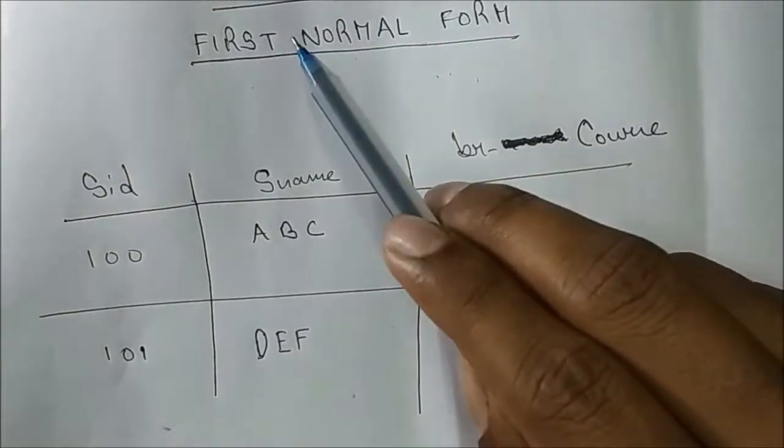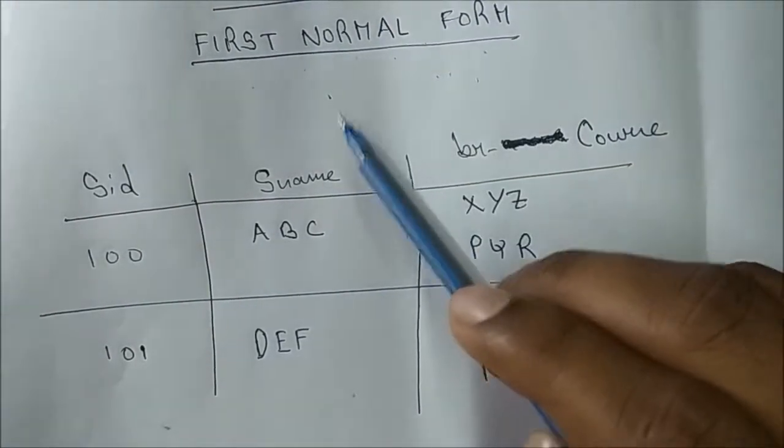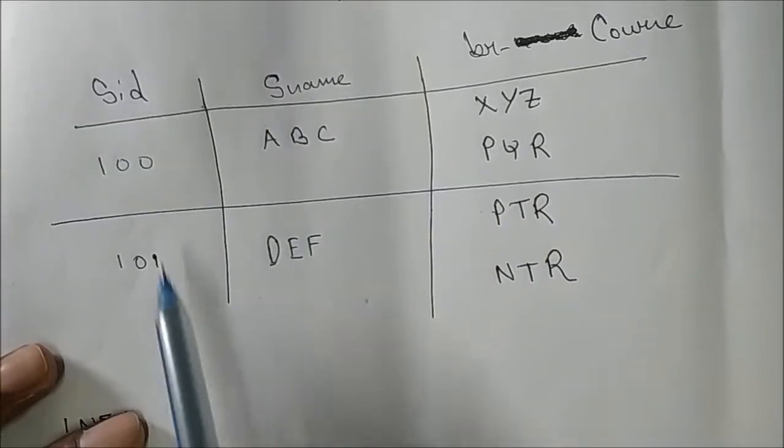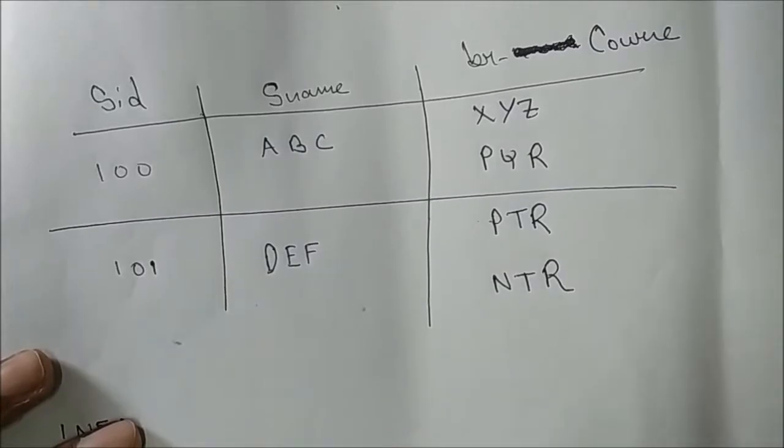Hello everyone, today we'll talk about first normal form. Before starting, I want to mention two points to remember. The first point is, when a functional dependency is given in your exam, it will always be in first normal form. And the second point is, first normal form does not contain a multi-value attribute.